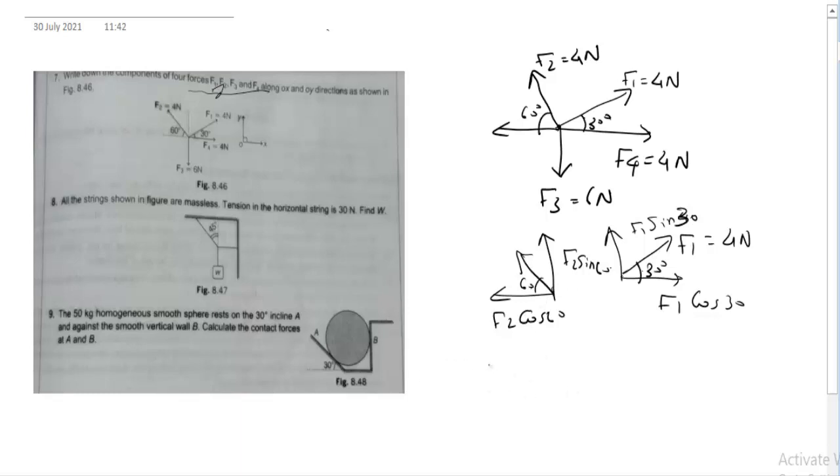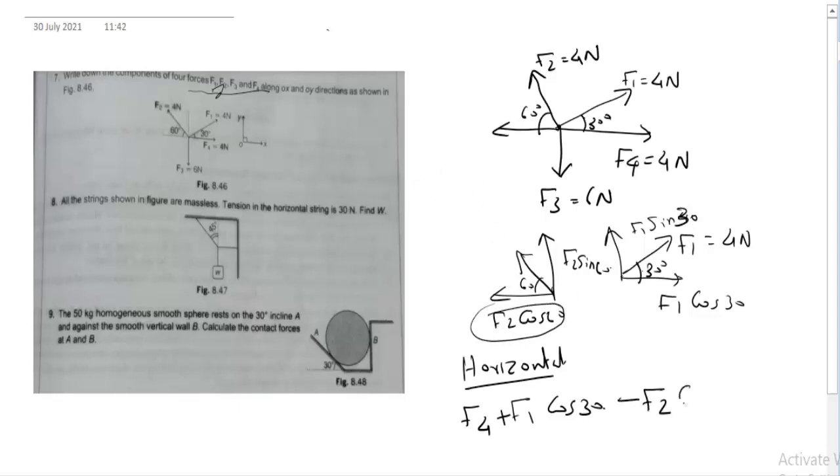So here, for the horizontal forces, we will consider all the horizontal components. Horizontally, F4 is acting horizontally, along with that in the same direction F1 cos 30 is acting, and F2 cos 60 is acting in the opposite direction. Right, here you can see F2 cos 60 is in the opposite direction, horizontal, so minus F2 cos 60. This will be the net force which is acting on it.